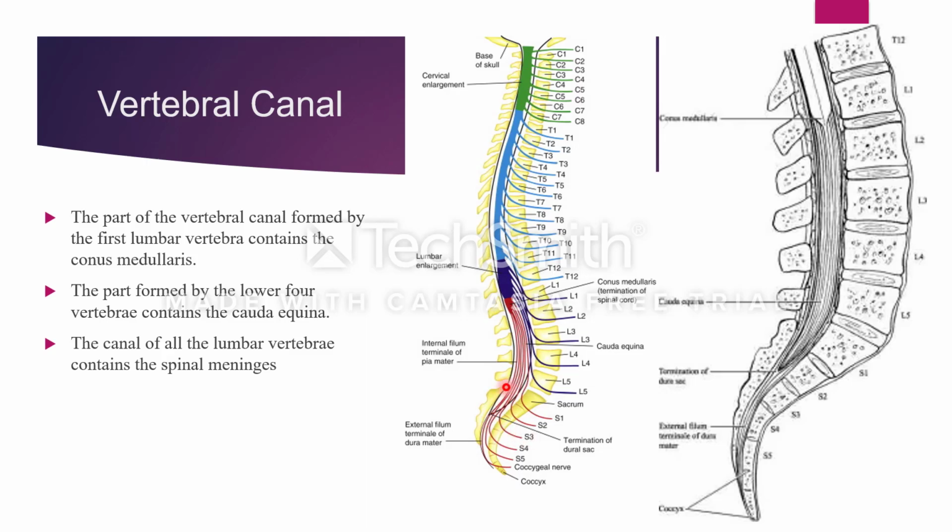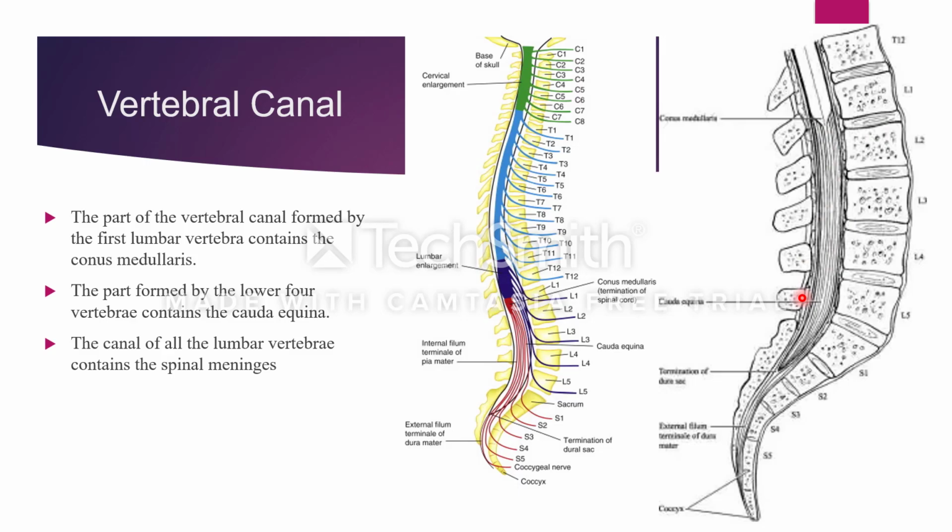See here, the canal of all the lumbar vertebrae contains the spinal meninges, that is the dura mater, arachnoid mater and the pia mater. Okay, so you can see the conus medullaris at the region of the first lumbar vertebra. Then you can see the cauda equina. This is the cauda equina.